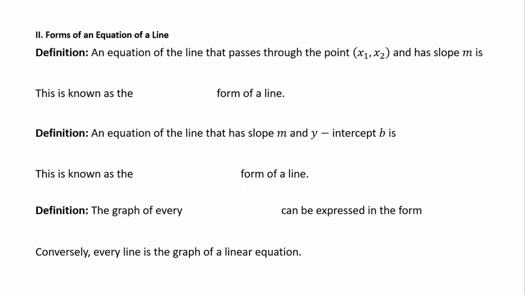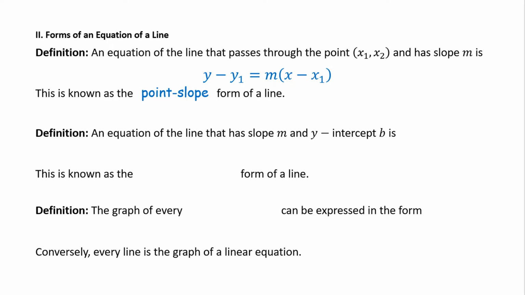Roman numeral 2. Forms of an equation of a line. We have several common forms of an equation of a line. Let's get these out of the way. Definition. An equation of the line that passes through the point x sub 1, y sub 1 and has slope m is given by y minus y sub 1 is equal to m quantity x minus x sub 1. This is known as the point-slope form of a line.